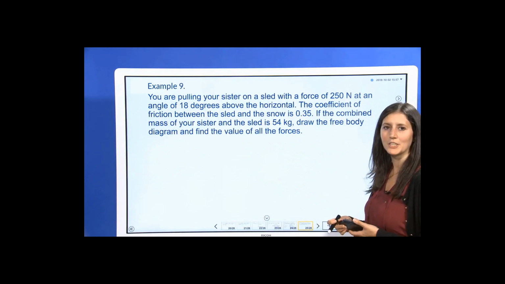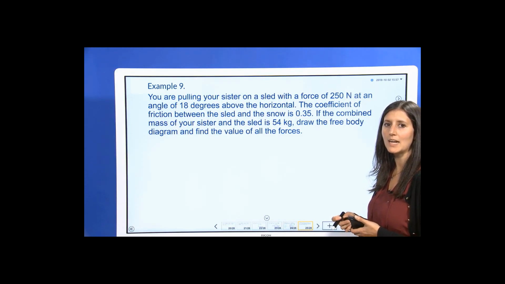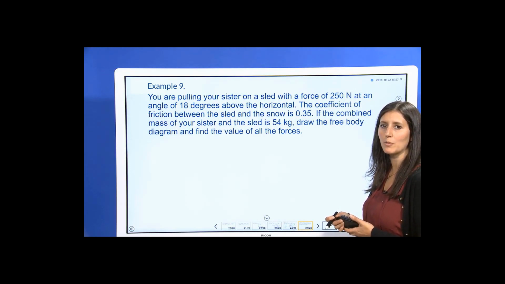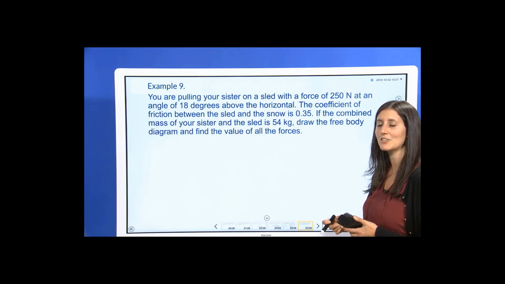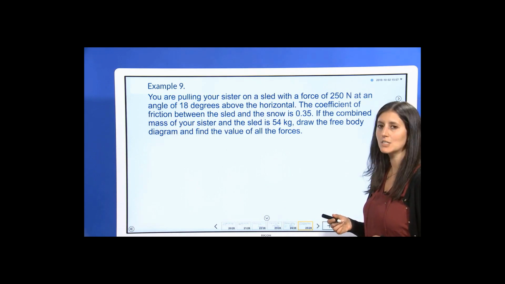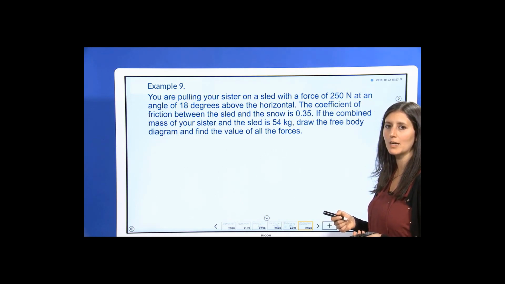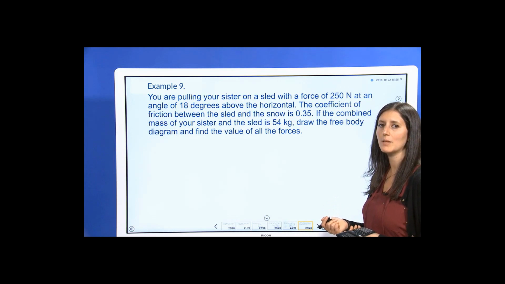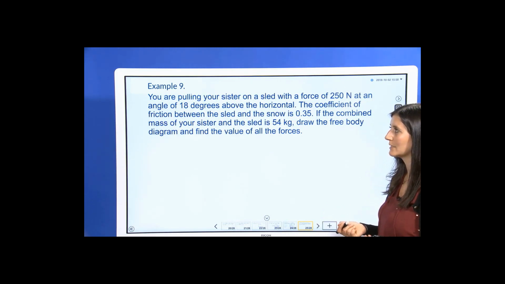Here's another question. You're pulling your sister on a sled with a force of 250 newtons at an angle of 18 degrees above the horizontal. The coefficient of friction between the sled and the snow is 0.35. If the combined mass of your sister and the sled is 54 kilograms, draw the free body diagram and then find the value of all the forces.